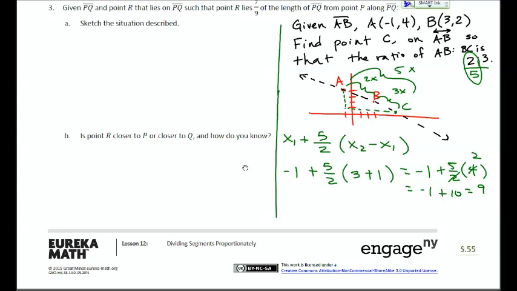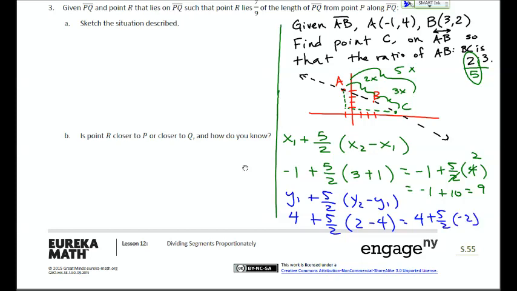And in the y direction, I have y sub 1 plus the same ratio, 5/2, times y2 minus y1, which is 4 plus 5/2 times 2 minus 4, which is 4 plus 5/2 of negative 2, and half of negative 2 is negative 1, so I have 4 plus 5 times negative 1, which is negative 1. So the point C will be 9, negative 1.